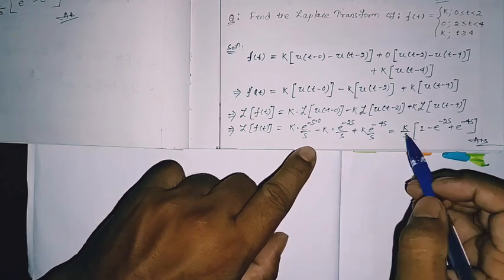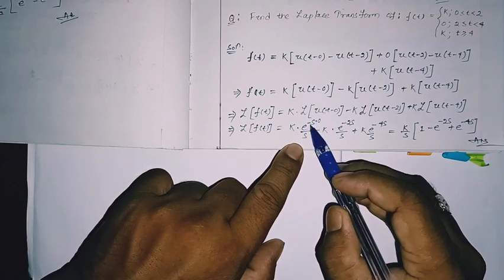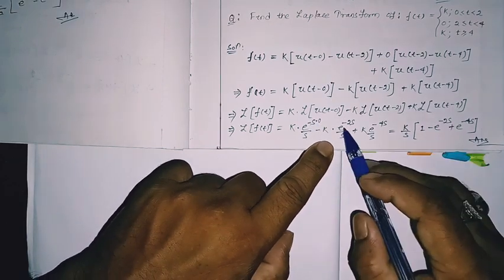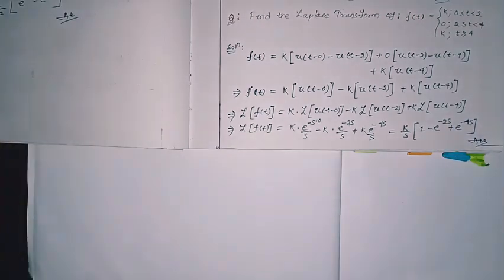So here k by s can be taken outside. Here e to the power minus s times 0 means e to the 0, which means 1, and this will be minus e to the minus 2s, and this will be plus e to the minus 4s. This is your answer.